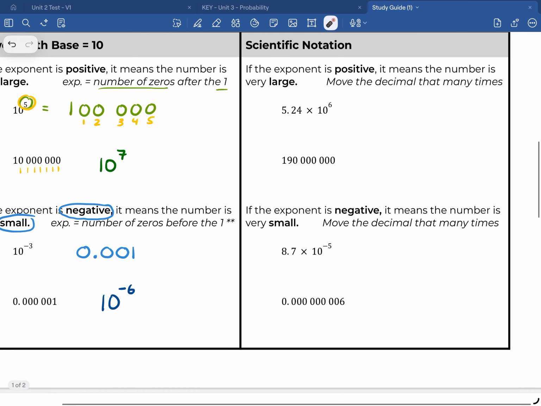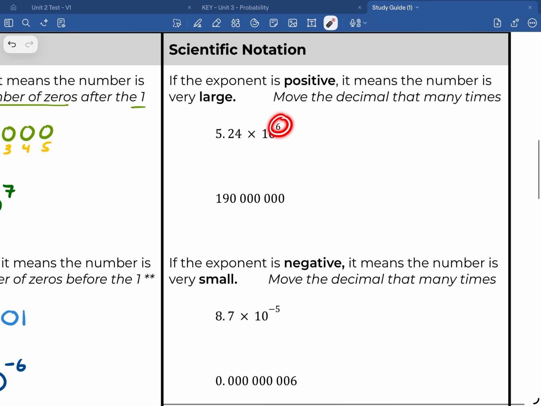Okay, the reason why we start with this is that it leads into scientific notation, which involves powers with base 10. It still follows the same rule: a positive exponent is a really big number, a negative exponent is a really small number. So here, we are moving the decimal as many times as the exponent tells us. Here it says 5.24 times 10 to the 6.